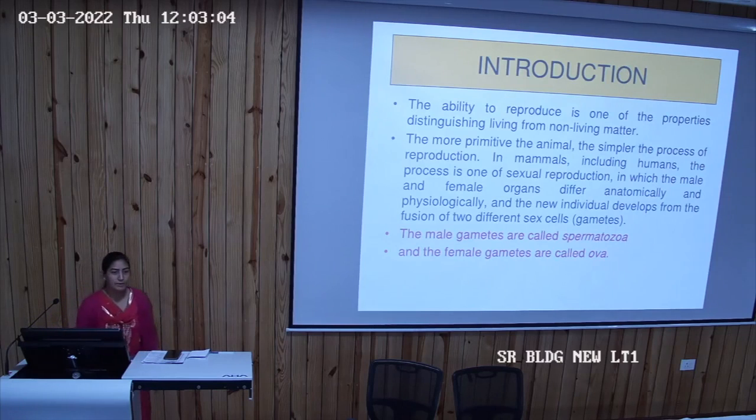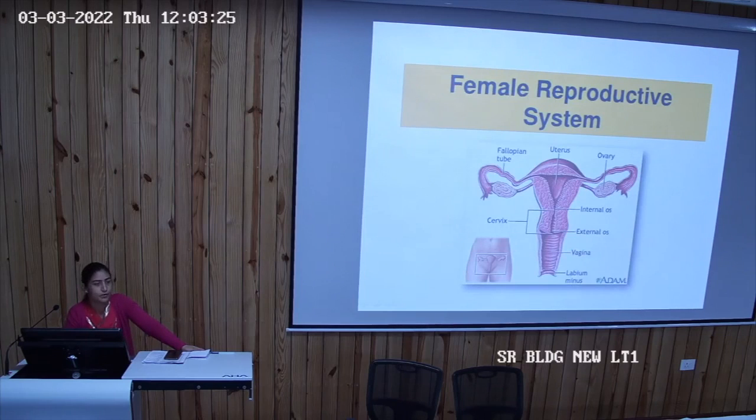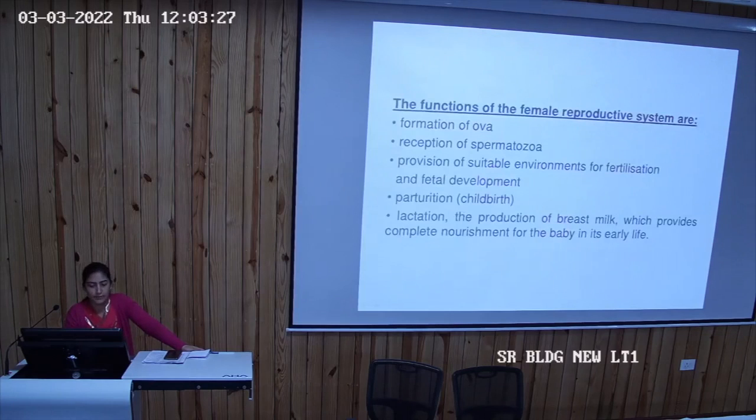And as the complexity in the animals is higher, there is higher complexity in the reproductive system also. So male and female gametes: you all know the male gamete in humans is called sperm, and the female gamete is called ova. So what produces ova? Ovary. So for the female reproductive system, let's talk about the functions in brief.